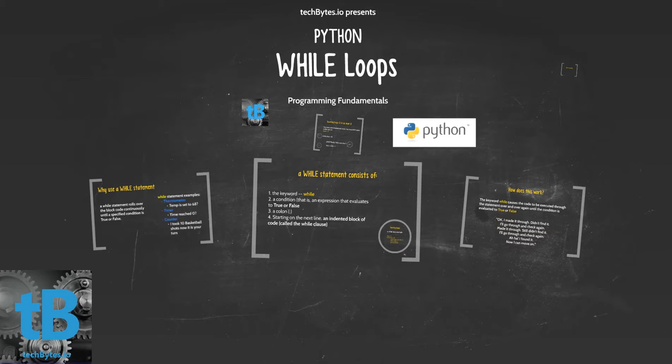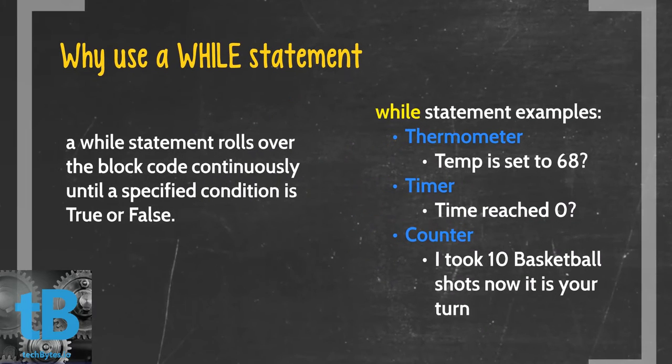Alright, so let's talk about our while loops. So why would we use a while statement? Well, a while statement rolls over a block of code continuously until it reaches a condition of true or false. So some good examples of when you would use one would be maybe a thermometer, a timer, or a counter. You could imagine you're trying to reach a certain goal. You're trying to get to a true or a false statement.